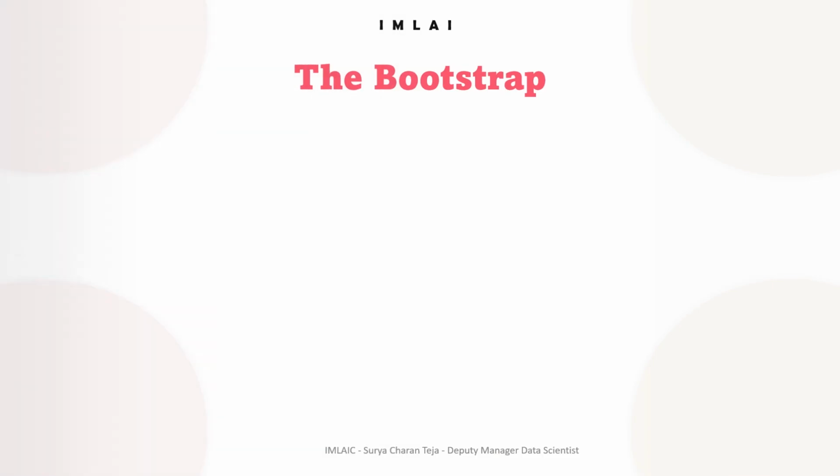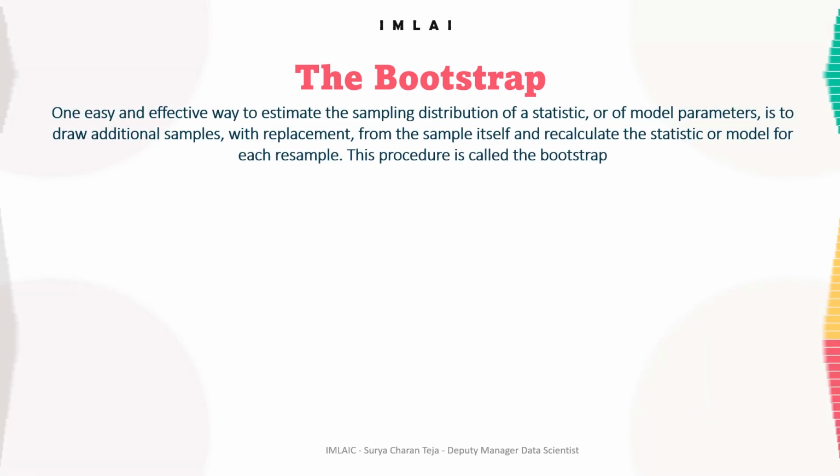Now let's look at one easy and effective way to estimate the sampling distribution of a statistic or of model parameters: draw additional samples with replacement from the sample itself and recalculate the statistic or model for each resample. This procedure is called the bootstrap, and it does not necessarily involve any assumptions about the data or the sample statistic being normally distributed.